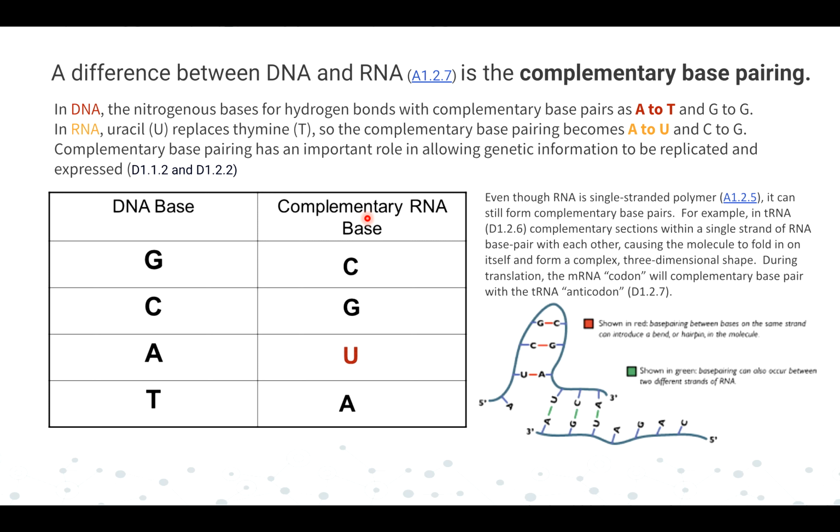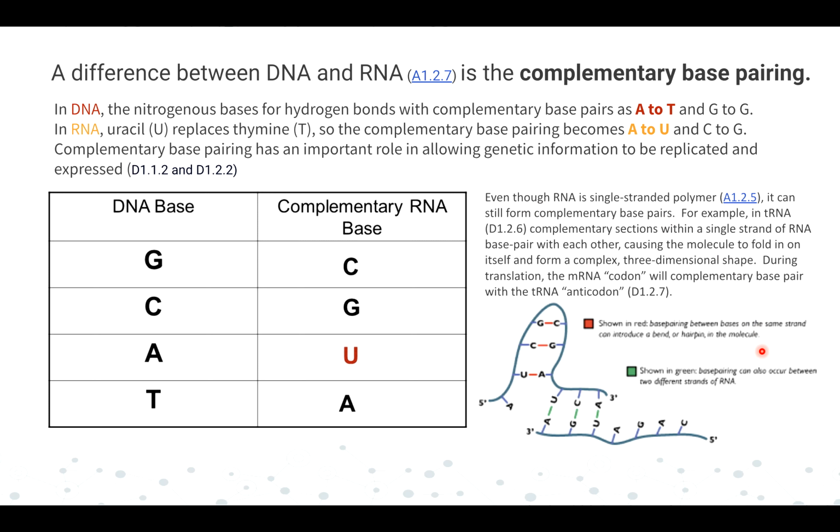A to T by double hydrogen bond, G to C by triple hydrogen bond. In case of RNA, uracil replaces thymine. So the complementary base pairing becomes A to U and C to G. Right? A to U will be double hydrogen bond, G to C is triple hydrogen bond. And complementary base pairing has an important role in allowing genetic information to be replicated and expressed later on. That expression we will study in the next topic.